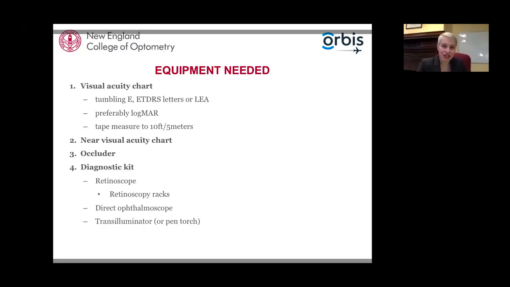If you're an advanced trained professional that's joining the screening, then your diagnostic kit is really valuable, bringing your retinoscope, your retinoscopy racks, or if you don't have retinoscopy racks available, loose lenses, your direct ophthalmoscope for Bruckner and checking the health of the eye, and your transilluminator or pen torch just for observation and checking pupils and Hirschberg. If examiners are less trained, such as community leaders, then an autorefractor is necessary.